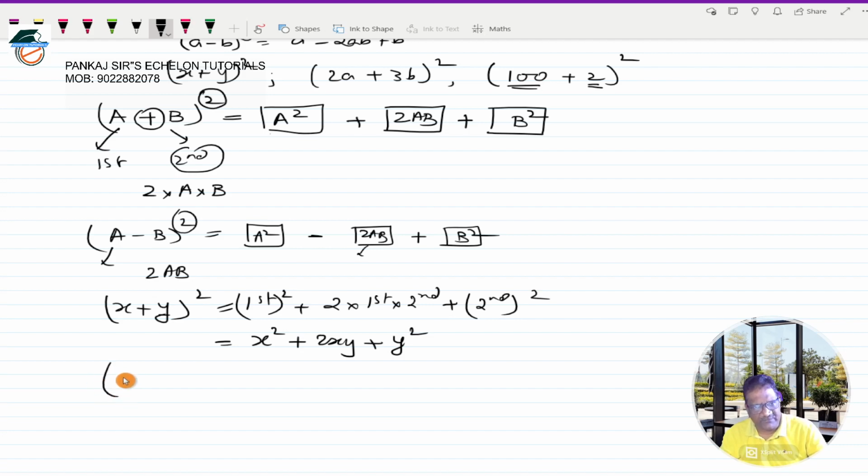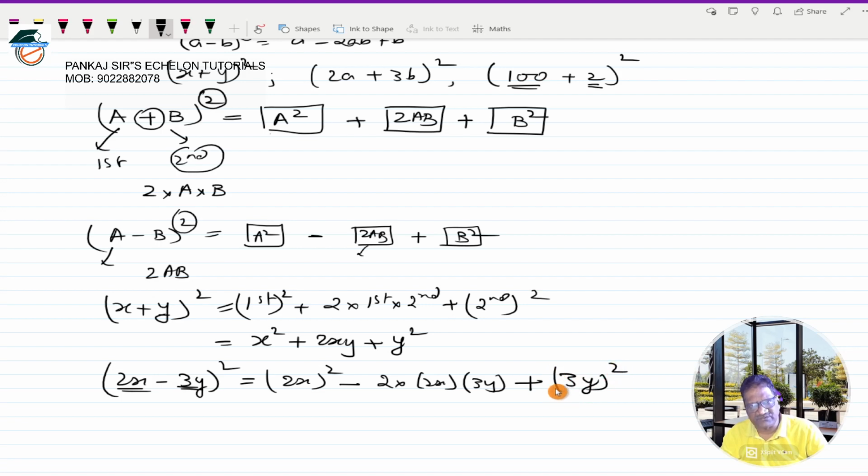But if it was (2x minus 3y) the whole square, now it will be first term square, that is 2x whole square, then I'll put a minus, and then I'll put 2 into first term, that is 2x, into second term, that is 3y, and then in the third box after putting a plus, I'll put the second term ka square, so (3y) square.